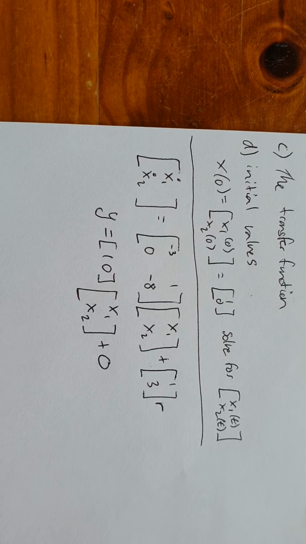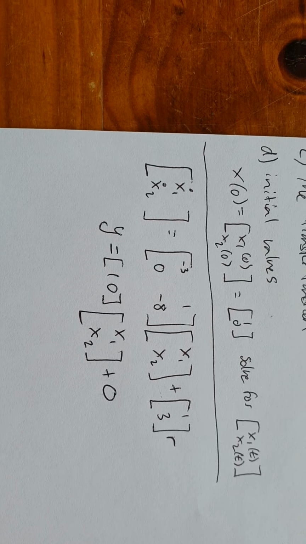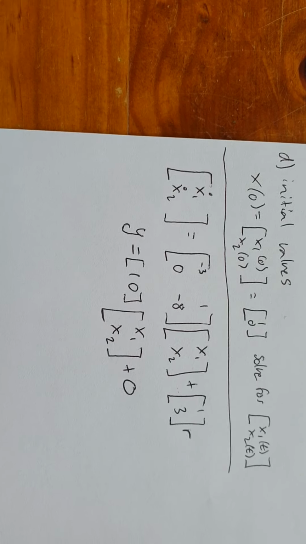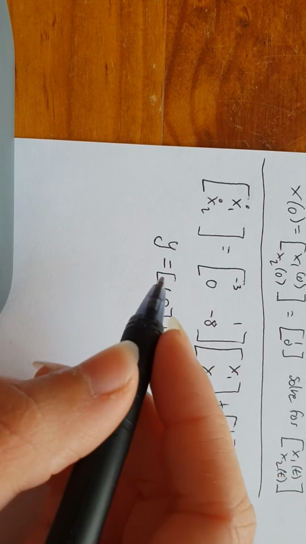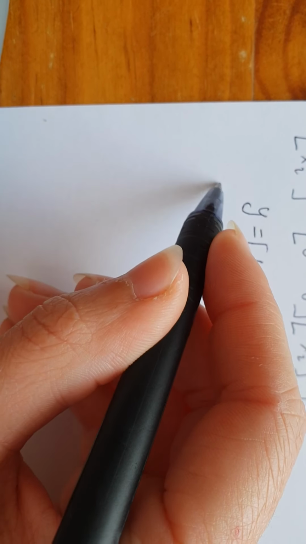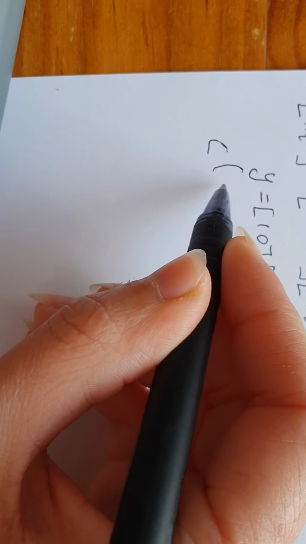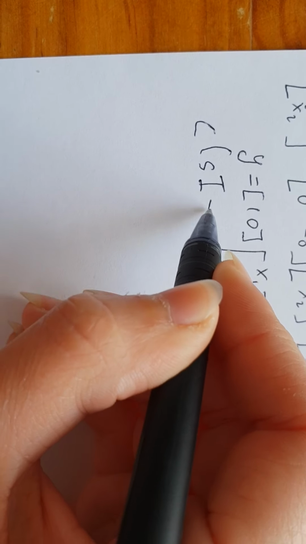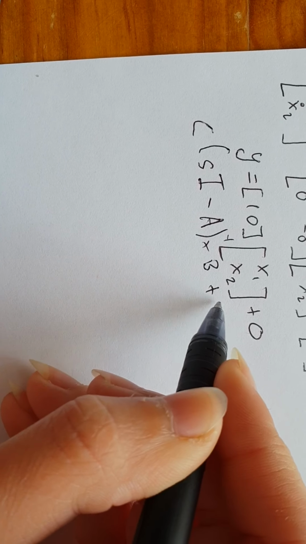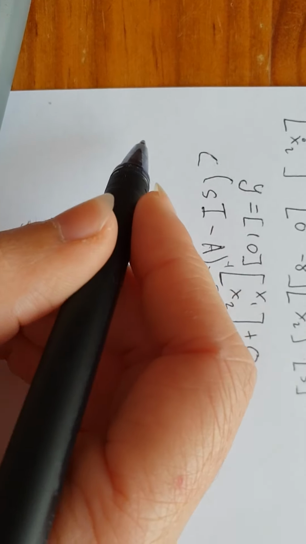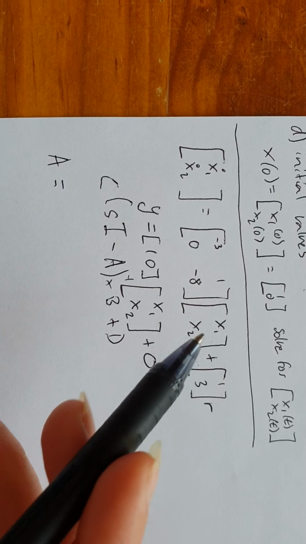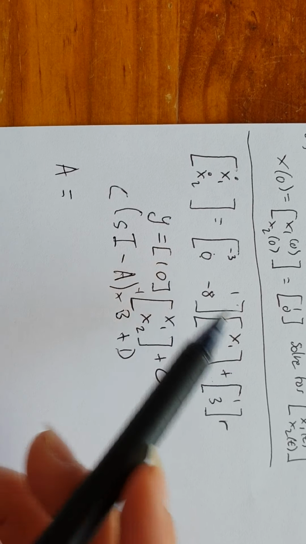Okay, so for our state space, the first thing we need to do, according to the question, is to identify each of the matrices. So our formula is C of S I minus A inverse times B plus D. So let's start alphabetically. Let's find the A matrix.